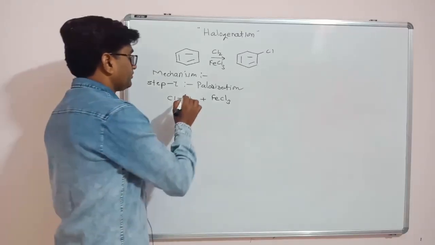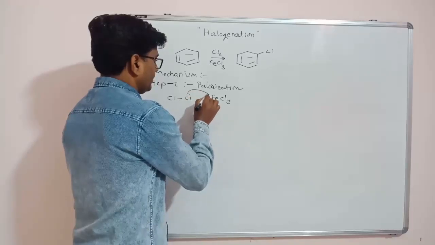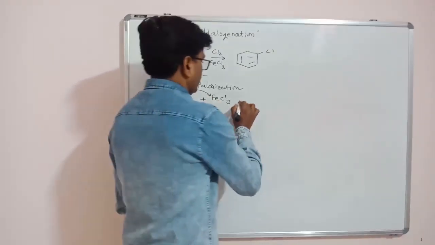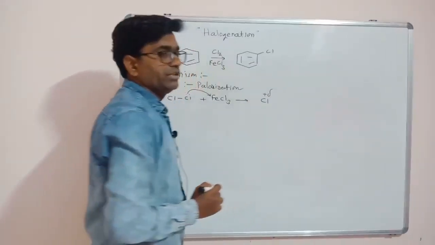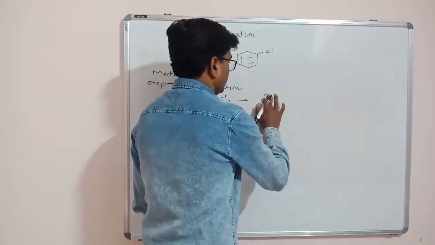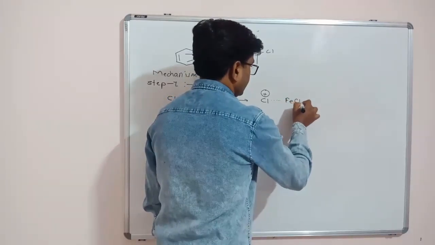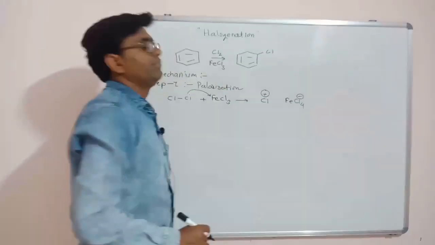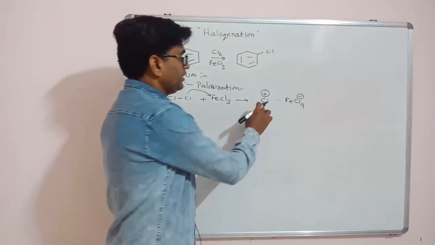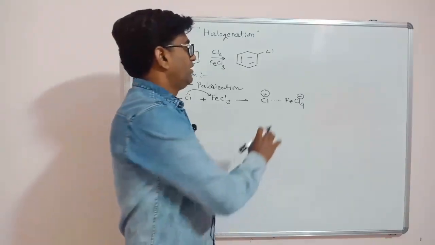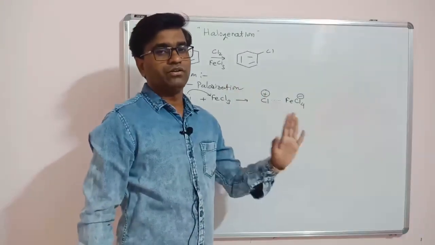So Fe has an electron deficient character. So this lone pair is donated to the Fe. So there is a temporary polarization. One of the chlorine atoms becomes electron deficient. There is a partial bond between it and FeCl4, and this Cl becomes minus. So this complex will form. In this complex one chlorine atom becomes electrophilic, and our aromatic ring attacks this electrophilic chlorine atom.